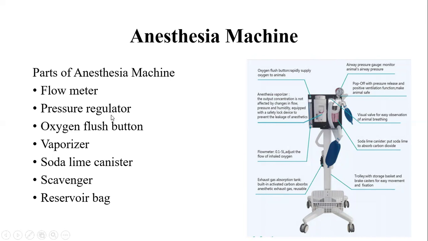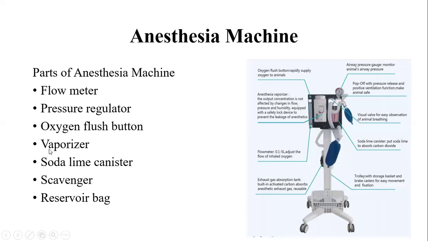And the pressure regulator basically controls the pressure of the gases, because if the pressure is very high, it can damage the airways of the animal. And then the oxygen flush button. This button is very important. When you press this button, only fresh, pure oxygen will be provided to the animal without the addition of anesthetic agent.